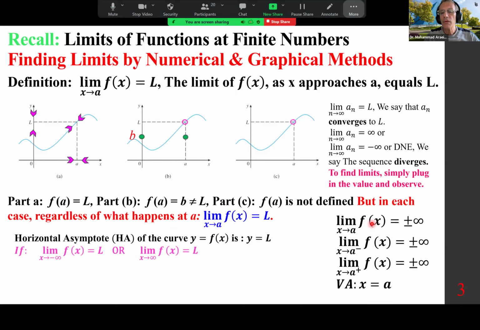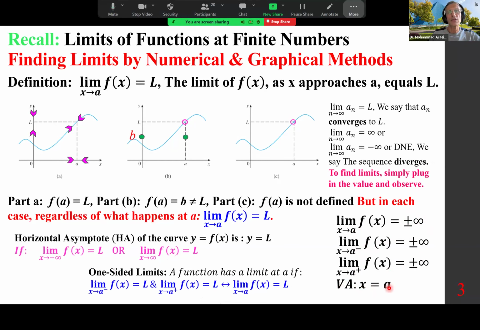When we take the limit of f of x as x approaches a, or a from the left, or a from the right, and it results in negative or positive infinity, then the vertical asymptote has the equation x equals a.